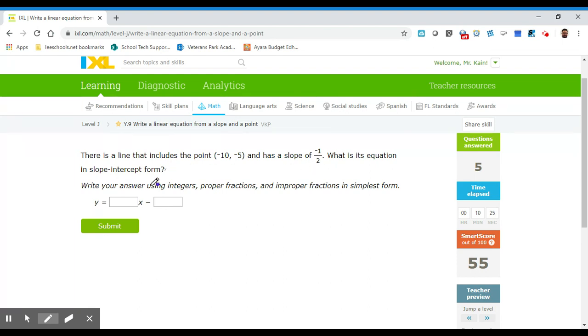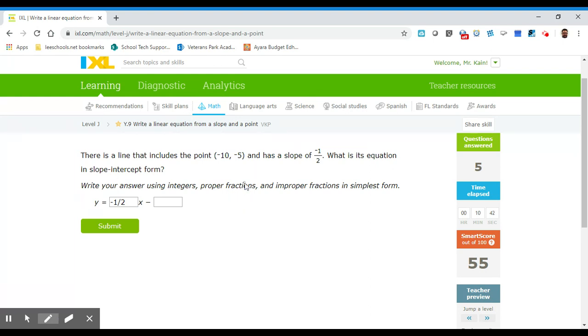So the first thing we can do is let's just type in a slope. We know that. It's -1/2. I'm just going to write -1/2. Now we need to find the y-axis intercept. And we're going to do that just like I showed you before.